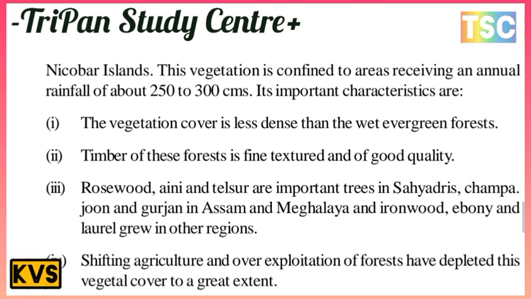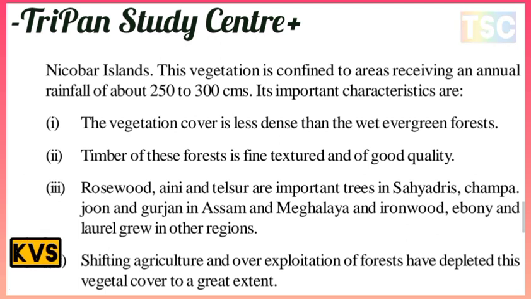The vegetation cover is less dense than the wet evergreen forest. The timber of this forest is fine textured and of good quality. That is an important point. Next, rosewood, ain and tesul are important trees in the Sahyadris, while champa and jhun and Gurjan in Assam and Meghalaya, and ironwood, are found in other regions.